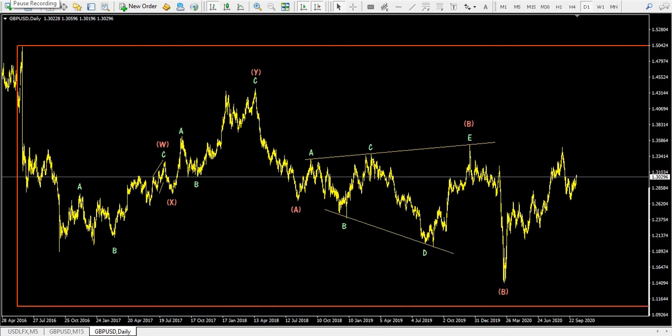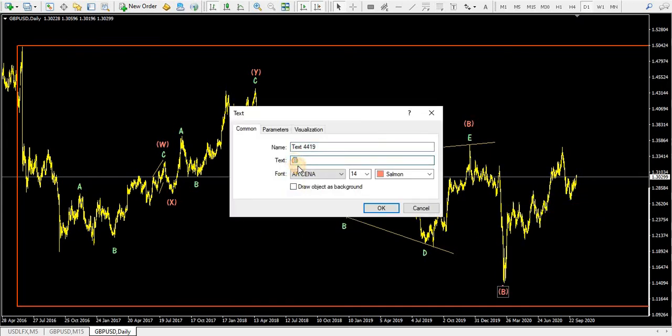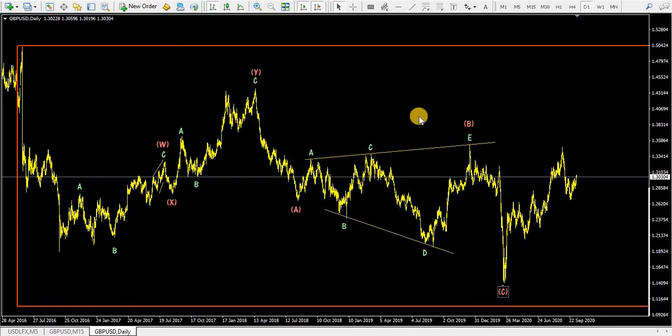Alright, so there we have it. So we've got our A wave coming down here. Then we've got our lower degree A, B, C, D, E for our B wave of a higher degree. And then it comes and finishes our C wave over here. Let me just adjust that, because I just copied and pasted. And then we've got our C wave over there.